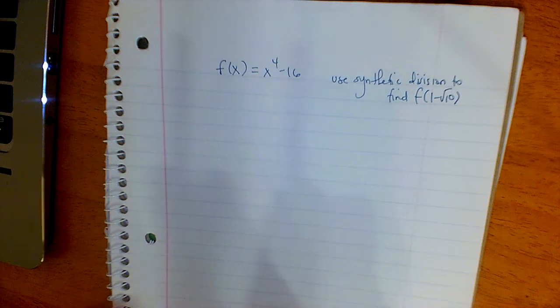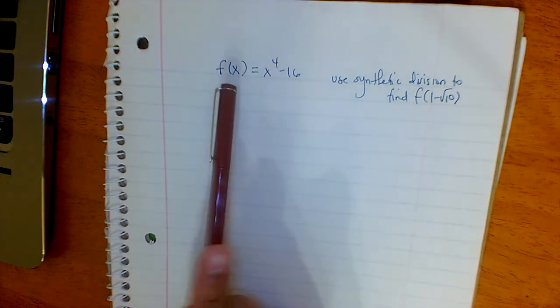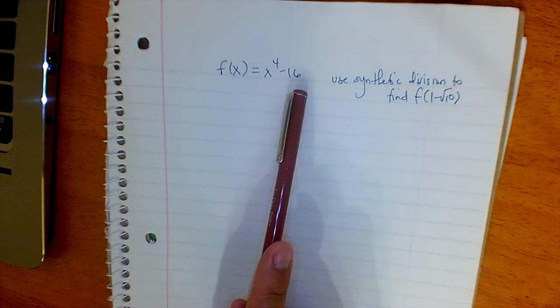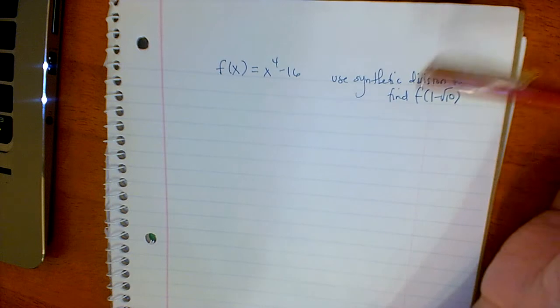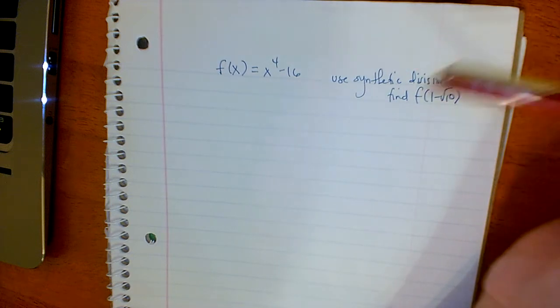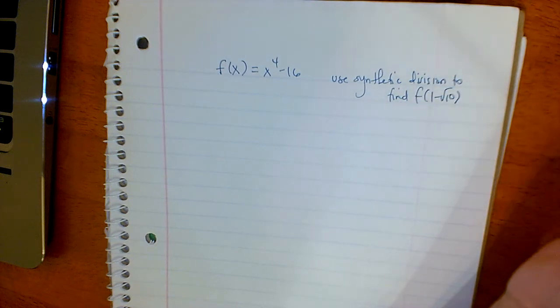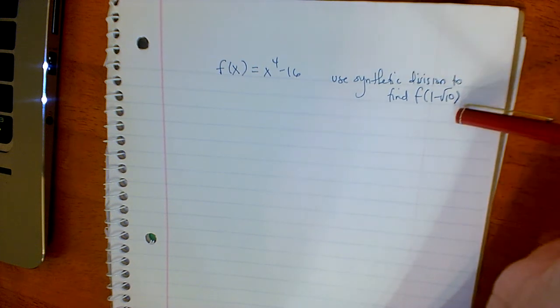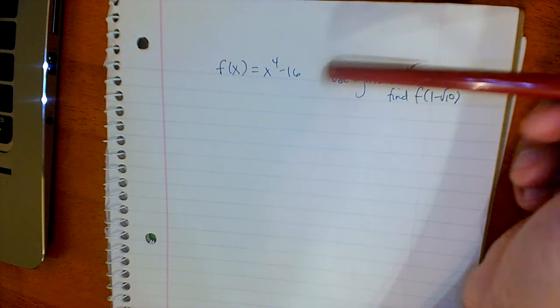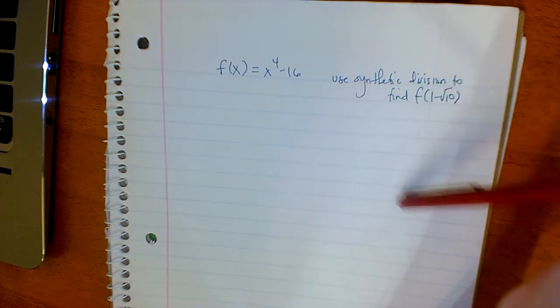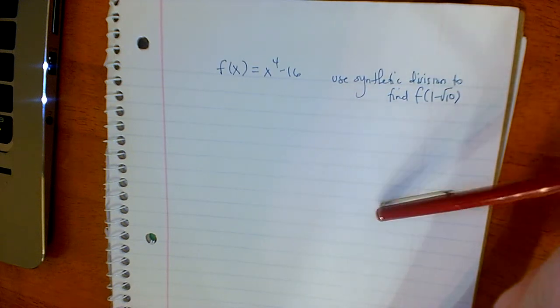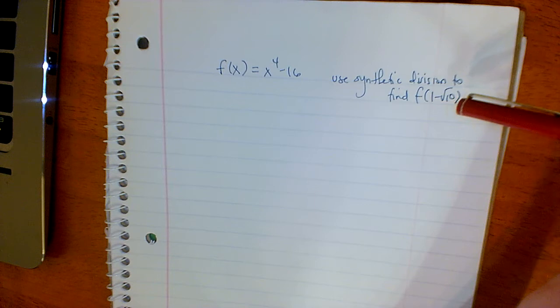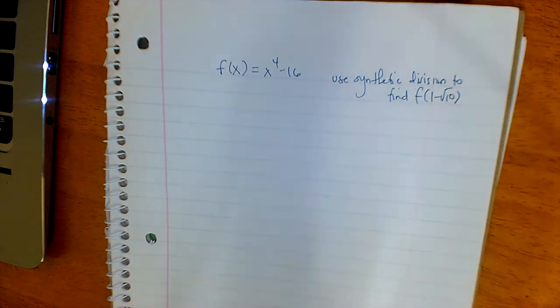So for the problem I was sent, we were given the function f of x is equal to x to the fourth minus 16, and we were asked to use synthetic division to find our function value at different x's, and specifically at 1 minus root 10. And recall, when we're doing synthetic division to find our function value, we have to complete the process, and whatever we get as that last value or our remainder value, that's what our function equals at that particular input.